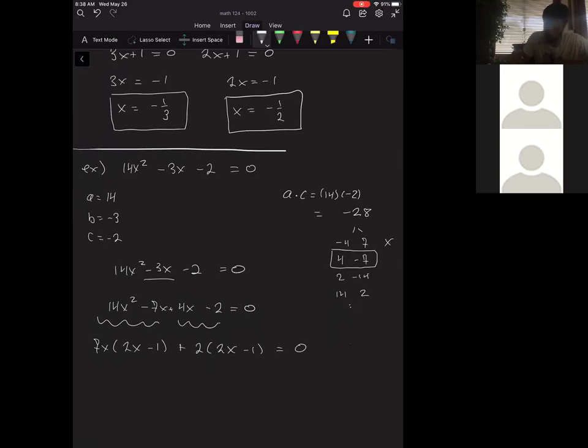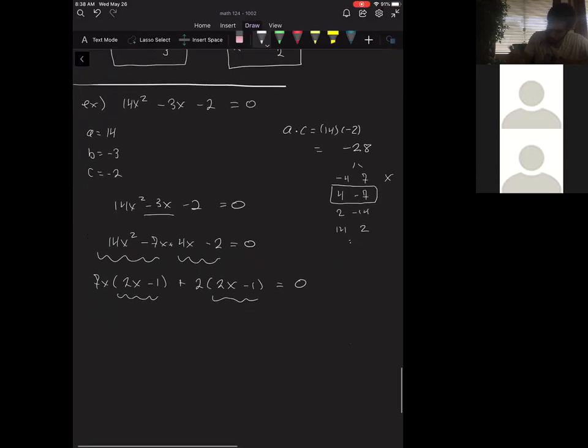And now notice that we have this term in common, 2x minus 1, 2x minus 1. So what we could do is take that out, 2x minus 1. And what we're left with from this first term is going to be a 7x, and from the second term is going to be a 2. So now what we do is we set both of these pieces equal to 0.